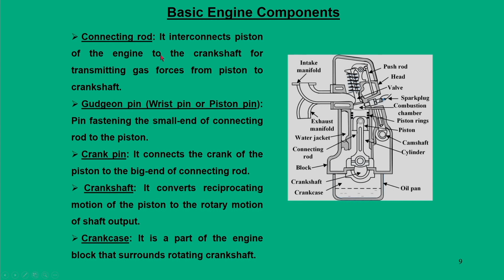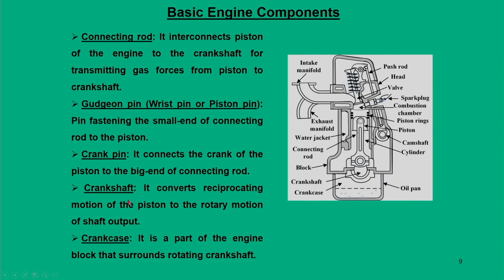So, the connecting rod interconnects the piston of the engine to the crankshaft for transmitting gas force from the piston to the crankshaft. Now, in order to connect these two things, we have a gudgeon pin. This connecting rod has two parts, one is the big end and the other is the small end. The small end is connected to the piston through a gudgeon pin, whereas the big end of the connecting rod is connected to the crankshaft through a crank pin.